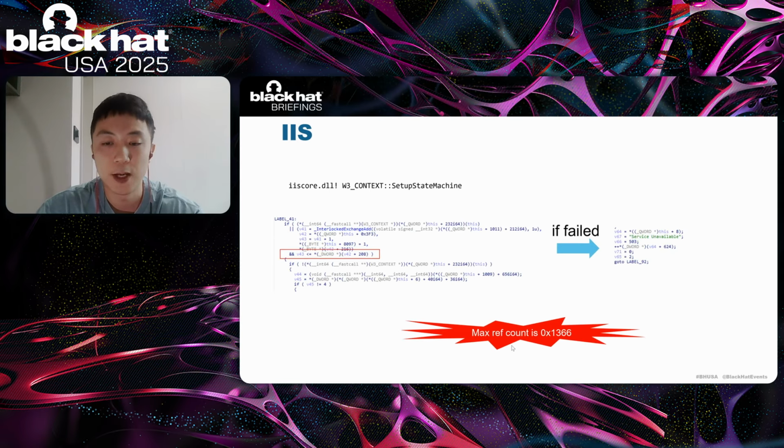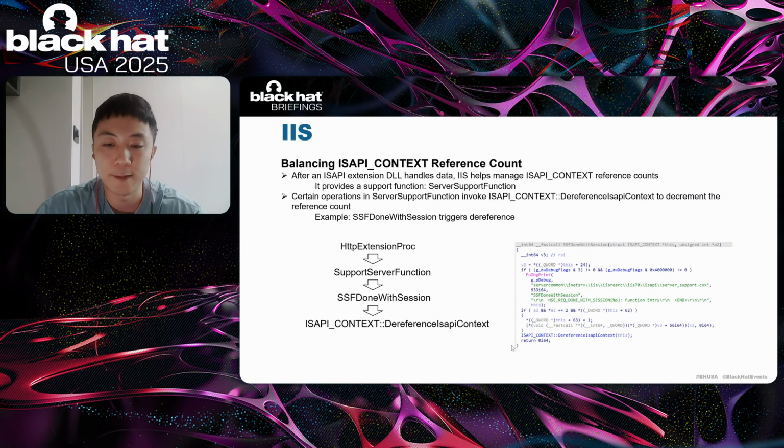For this structure, each time a request arrives for the specified service, IIS checks the reference count of the structure. IIS sets a reference limit of 0x1366. If the reference count exceeds 0x1366, IIS returns a 503 service unavailable error. During receiving, IIS can handle the data reception, but the IIS API extension DLL must decide when to send the HTTP response to support this.